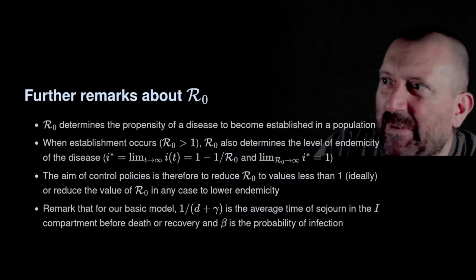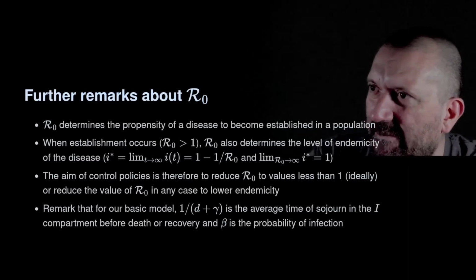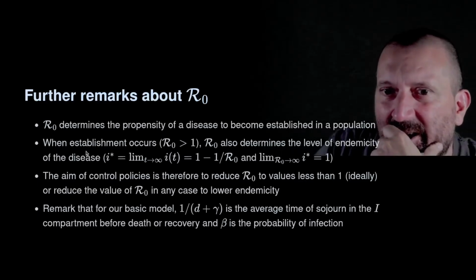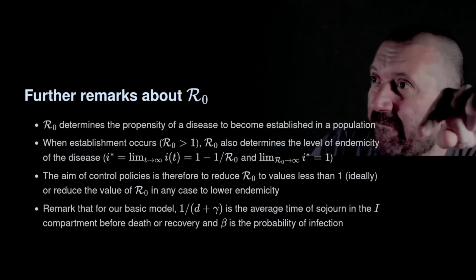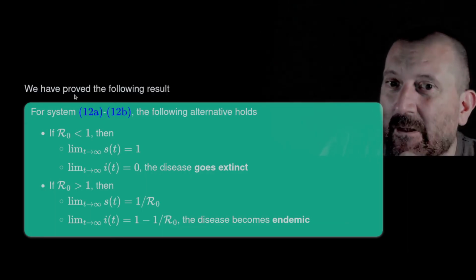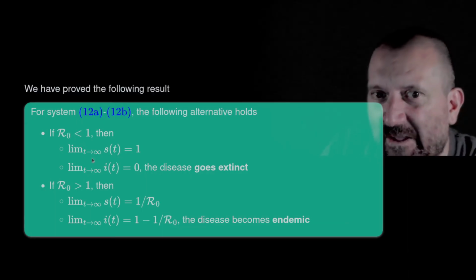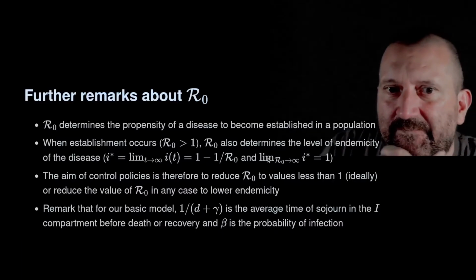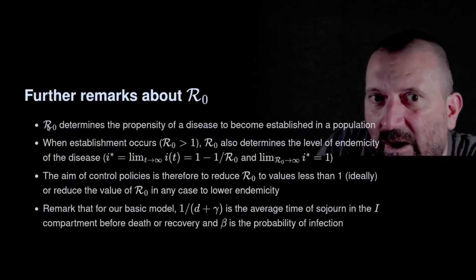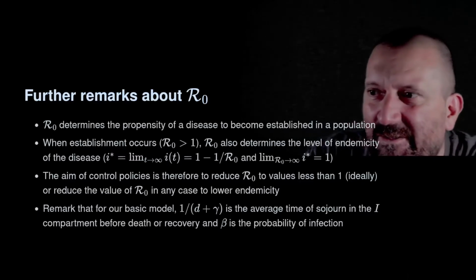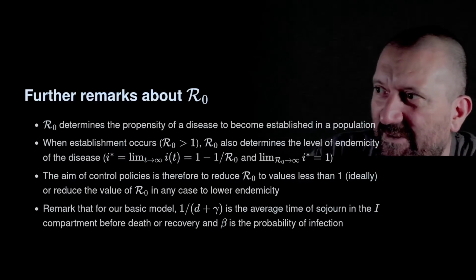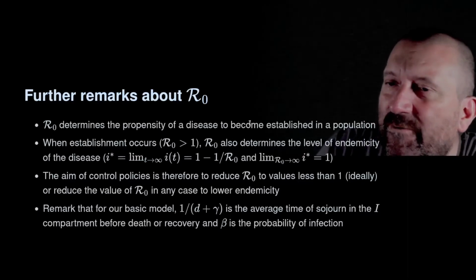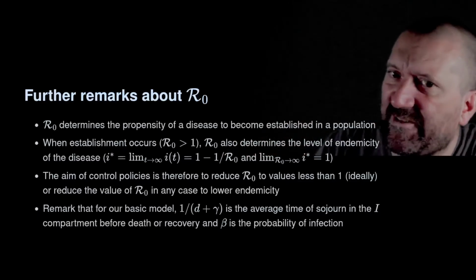Okay, so that's a big distinction from the Kermack and McKendrick model. I remind you that what we saw for Kermack and McKendrick was that we had a peak first and then everything went to zero. Here, R0 tells us the difference between the disease going extinct or the disease becoming endemic. Okay? So R0 is a measure of the propensity of a disease to become established in the population, in this case. And when establishment happens, R0 also determines how prevalent the disease is in the population, okay?